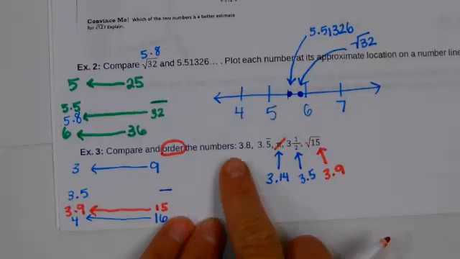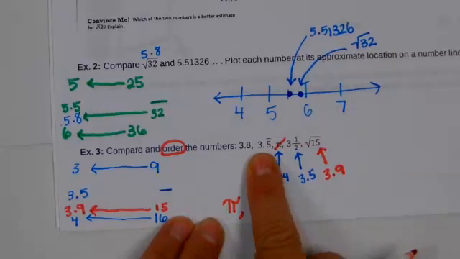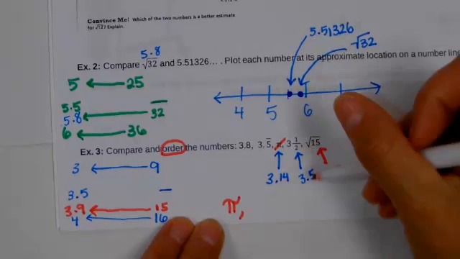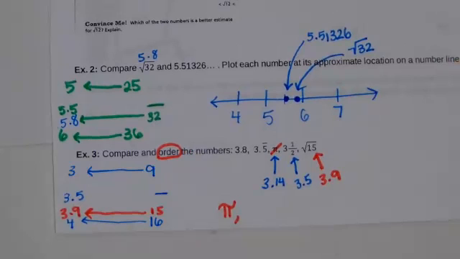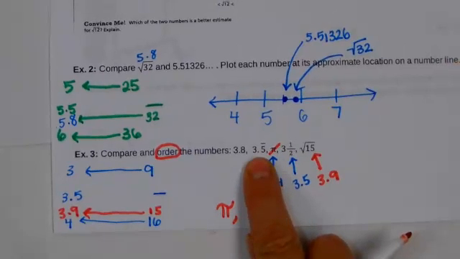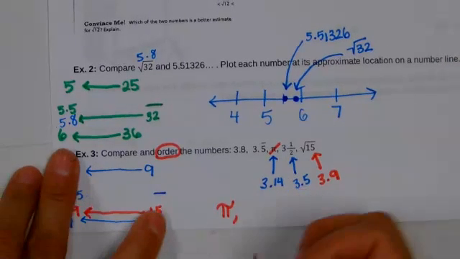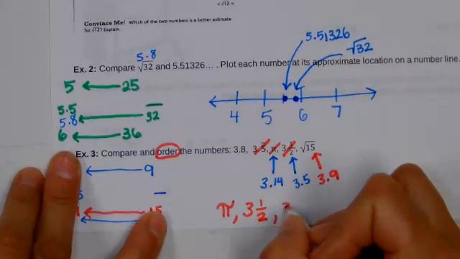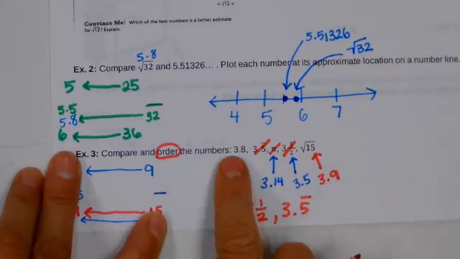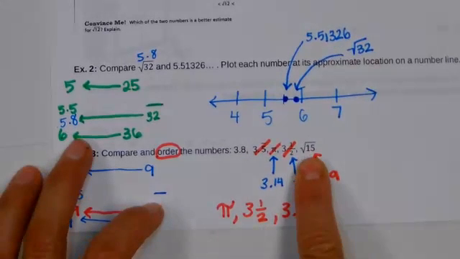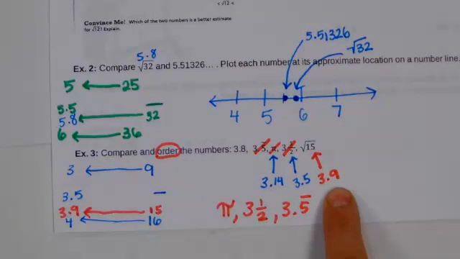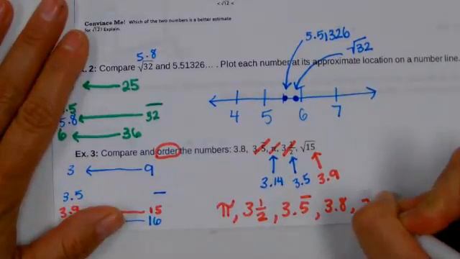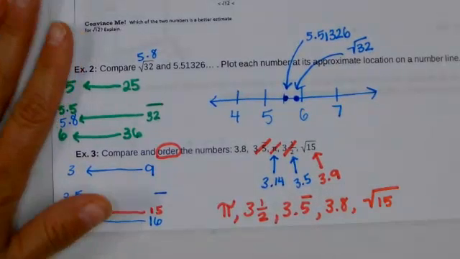Next in line is going to be what? Is it going to be 3.5 repeating or just 3.5? Well, 3.5, remember the next digit on that would really be a 0. The next digit on this would be a 5, making this one less. So my next one would be 3.5, and then 3.5 repeating. And now I'm left with 3.8 or the square root of 15. Well, we found out the square root of 15 is about 3.9. So 3.8 would be next, and the square root of 15 would be our last number.